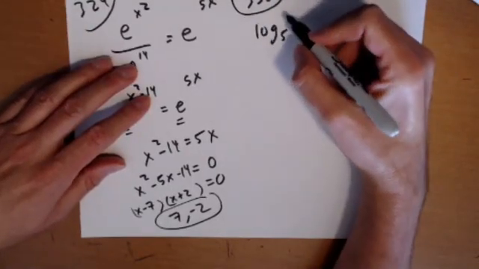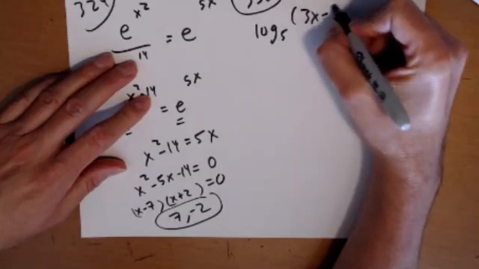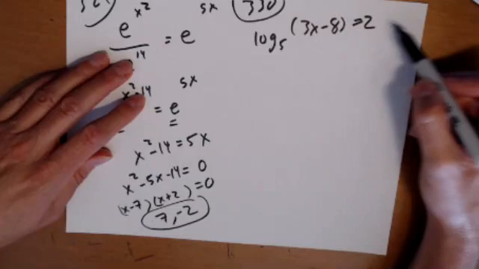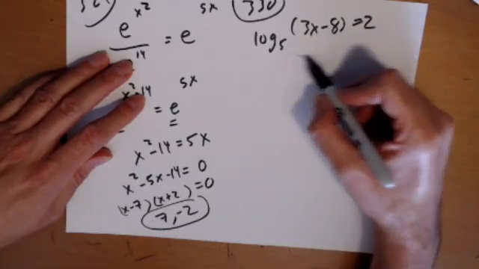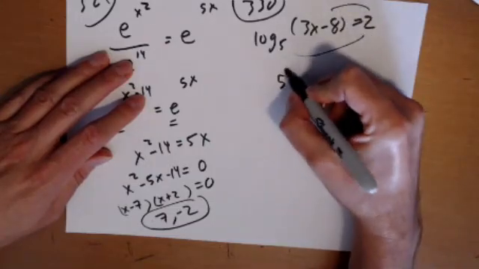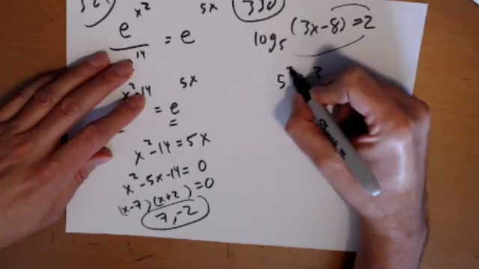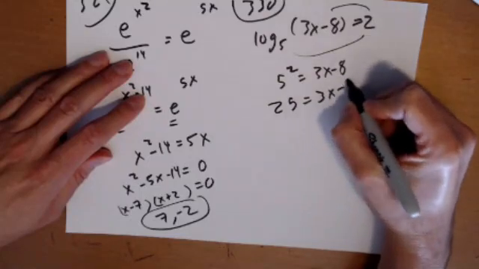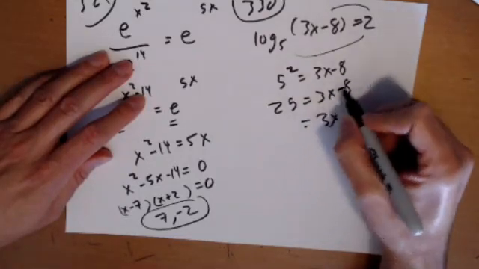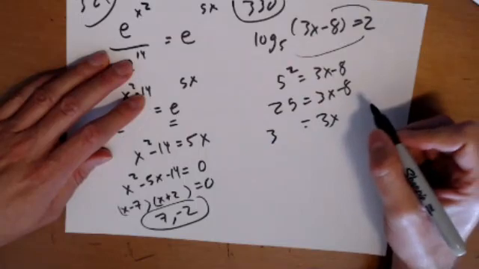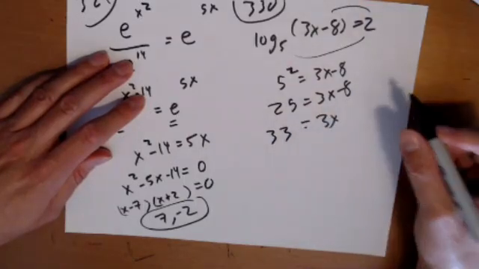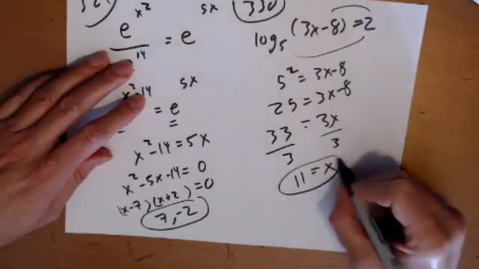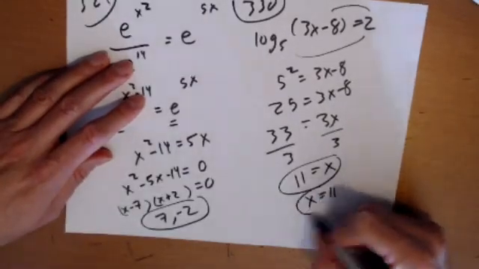Log base 5 of 3x minus 8 equals 2. Okay, it's only one log. There's no log here, so let's unravel it. 5 to that power is this. 5 squared equals 3x minus 8. 25 equals 3x minus 8. Add 8 to both sides. What do I get? 33. Divide by 3. X is 11. Oh, you prefer it written that way? Sure.